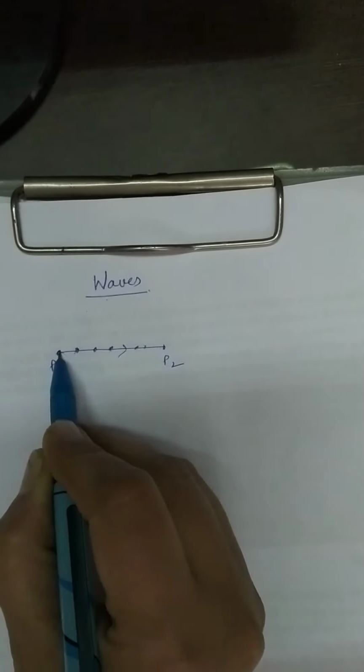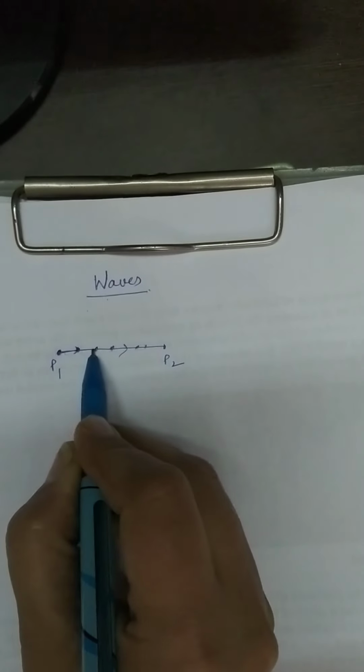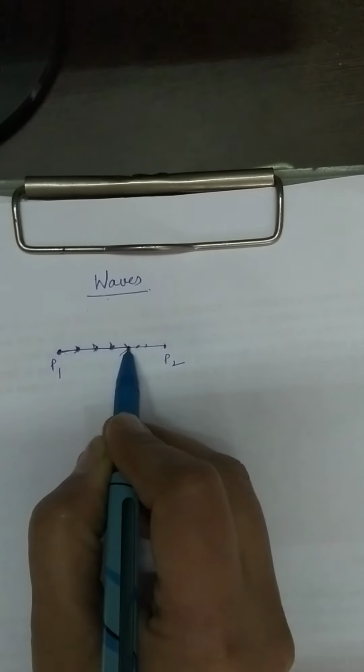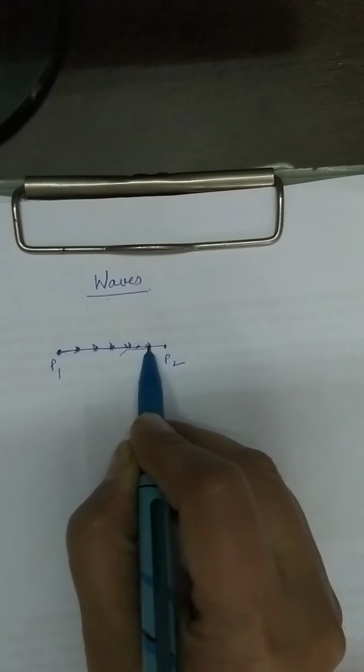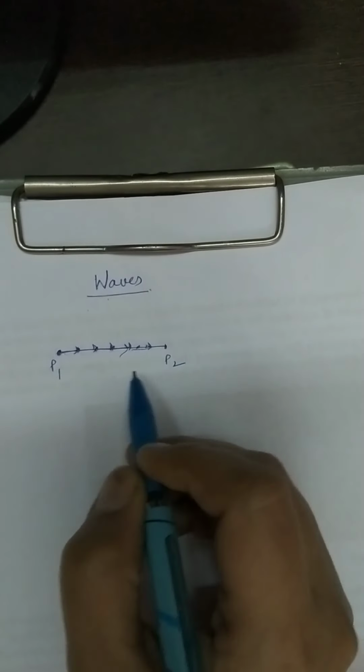What happens if you say these are the particles of the medium? Then one particle disturbs the other, second disturbs third, third disturbs fourth, fourth disturbs next. In this way, this disturbance travels. So what do you mean by wave?